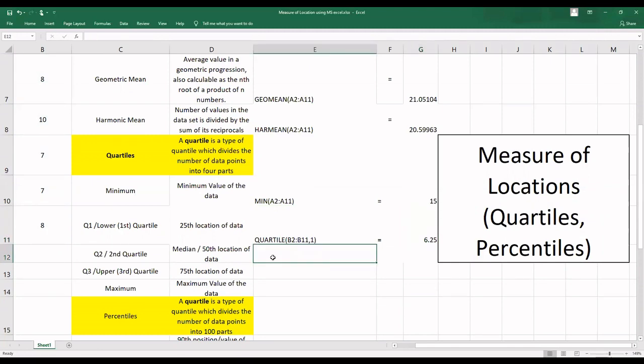Next is the second quartile and the median. We get the same answer, but the formulas and functions are different. You can see that if we use QUARTILE of B2 colon B11 and comma 2 for the second quartile, you will get the same answer. So finally, we have used this one.